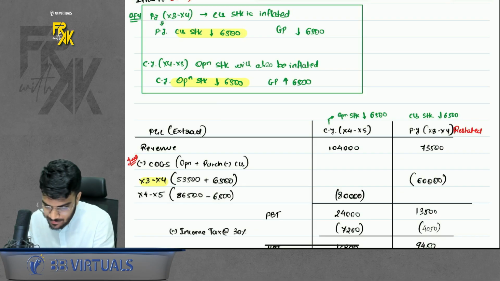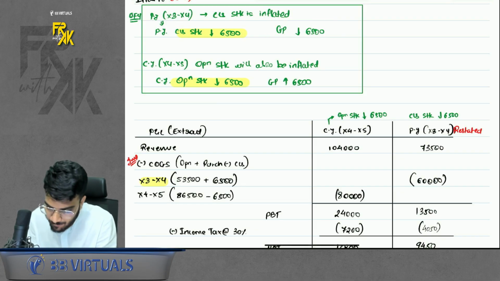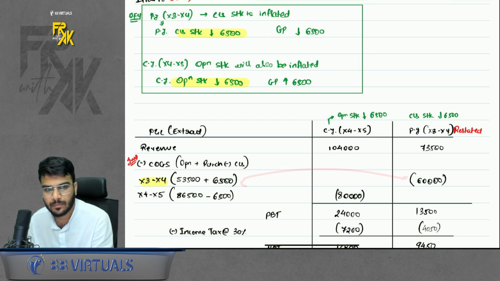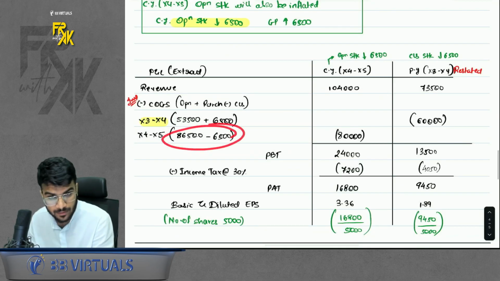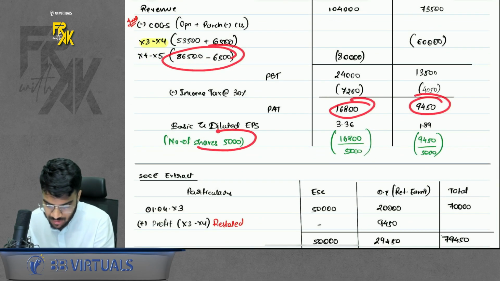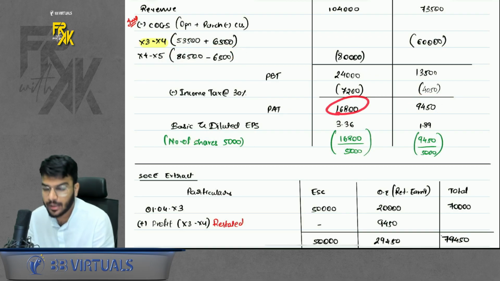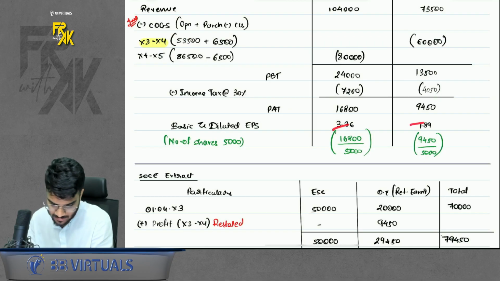The second way of remembering it is that your GP should also reduce by 6,500. When will your GP reduce? When your expense increases. So COGS should increase. In the current year, it is vice versa. Find it out on your own. So you will get profit after tax. Also, the number of shares was given for EPS, so we divide profit by the number of shares. You will get the EPS as well.